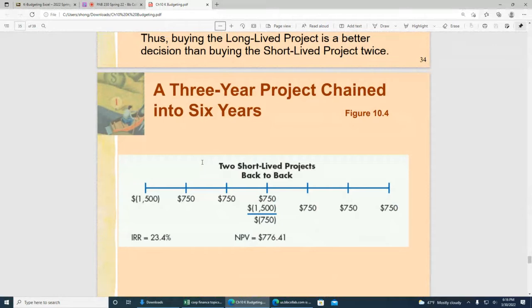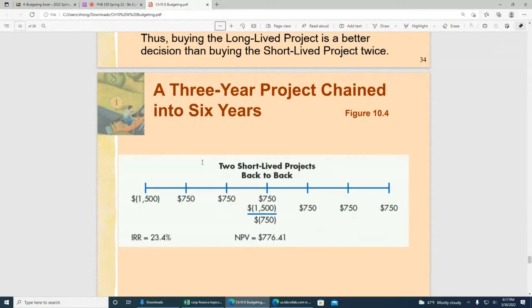So let's take a look at it. Okay, if you're duplicating the short-lived project, right? Duplicating the short-lived project. So you see why the net cash flow is negative, right? Just cash outflow. And if you do this, net present value will be 776 with the internal rate of return of 23.4.